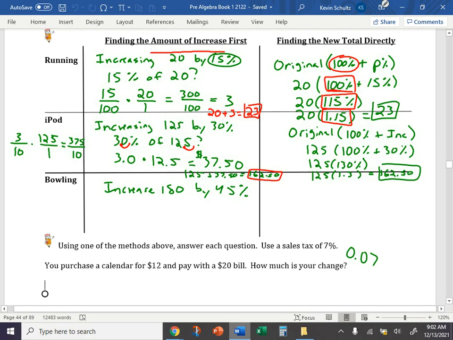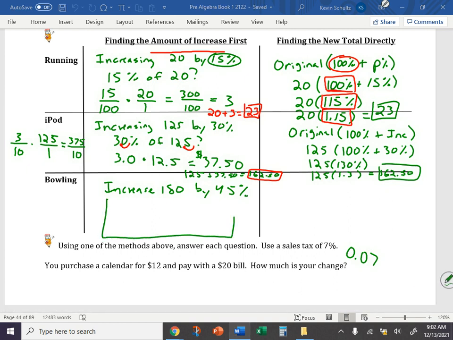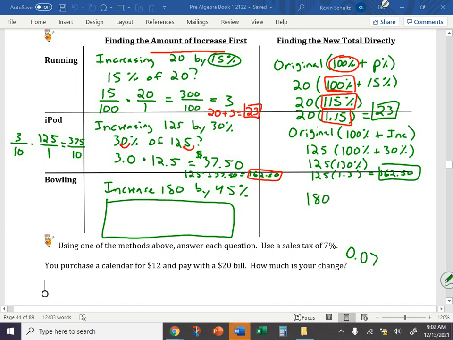All right, I think we're back. I don't think I broke it. Okay, so our goal is to increase 180 by 45%. However you did it here, that was up to you. Your answer should just match what we all get by doing the formula, by finding that new total directly. So our original amount is 180, and we're multiplying that by 100% plus the increase, which is 45%.